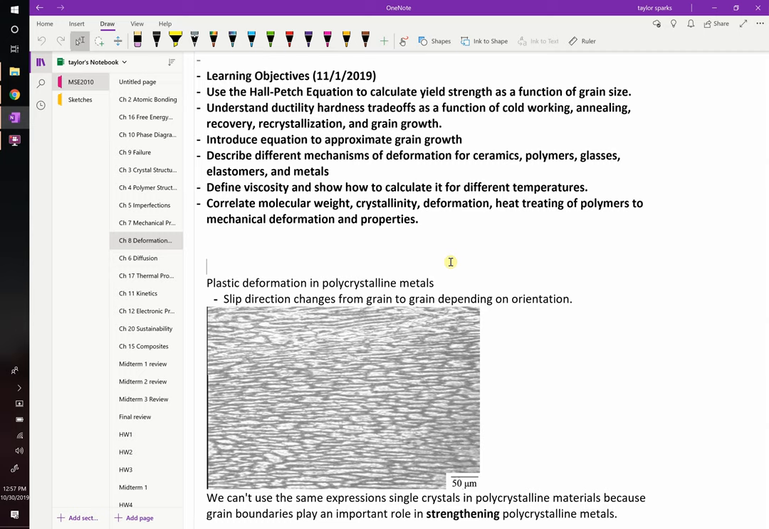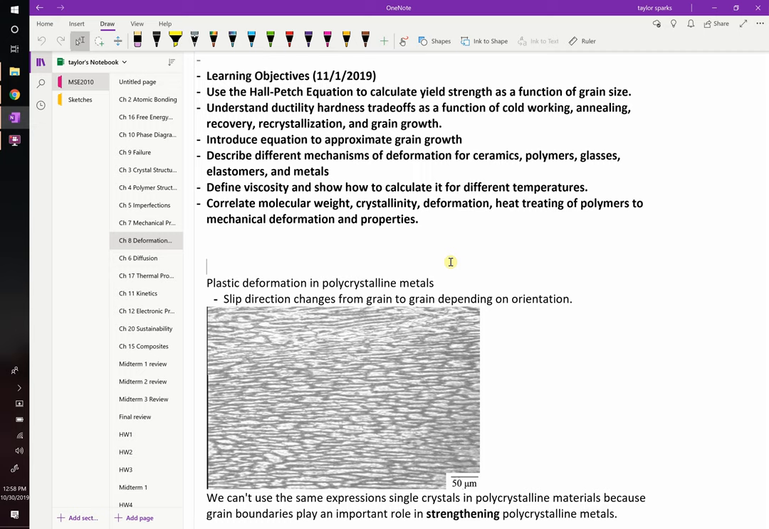We will talk about deformation mechanisms in glasses and ceramics. And at the end, we'll talk about deformation mechanisms in polymers and some of the key factors that make those unique, okay?